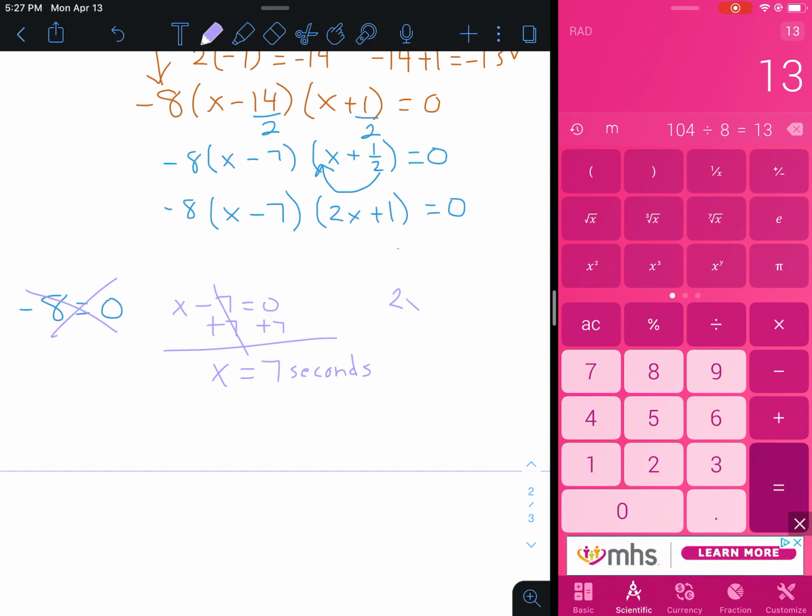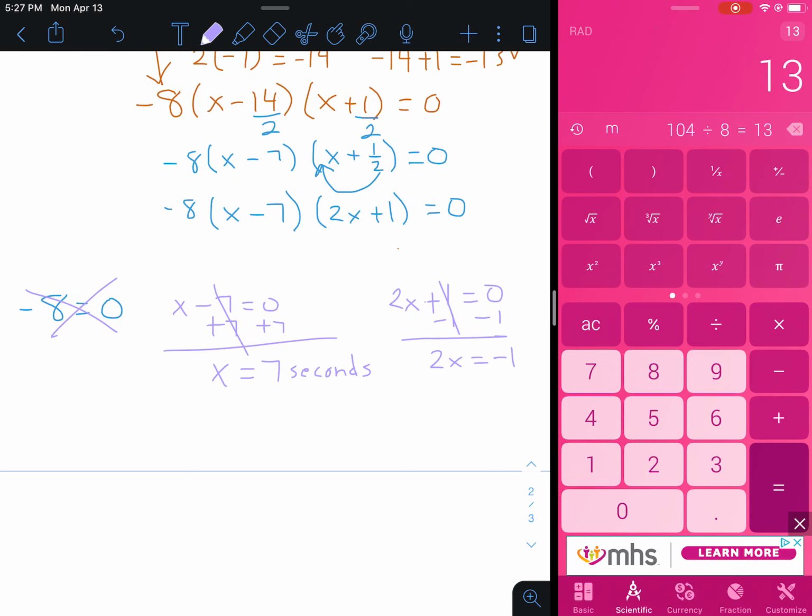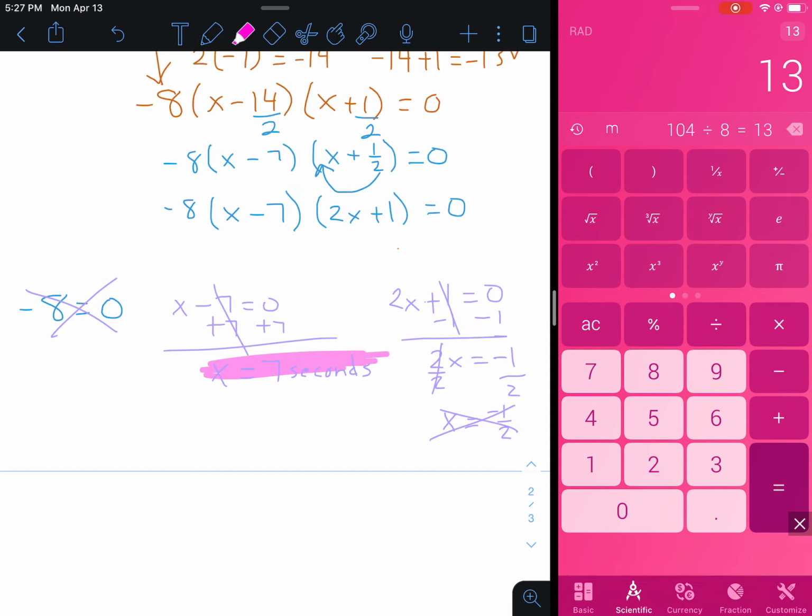And then my last one of 2x plus 1 equals 0. If I subtract 1 and then I divide by 2, there we go. All right, so I get x equals negative 1/2. And if we remember anything about time, time cannot be negative, so it can only be positive. So our only solution in this case is 7 seconds.